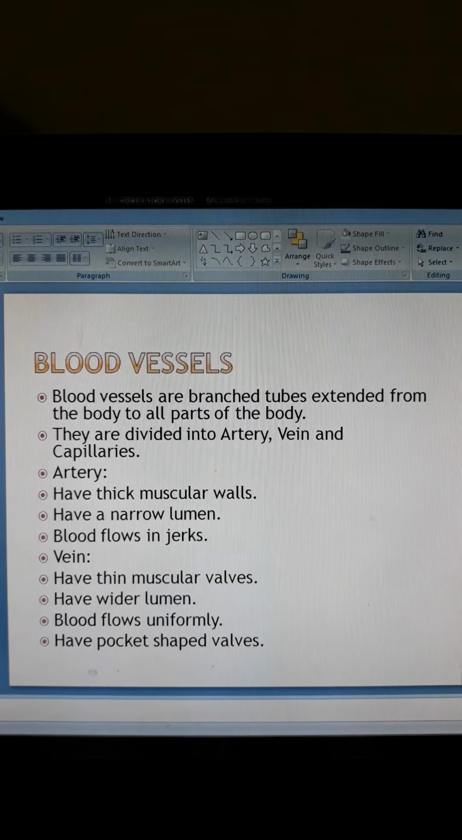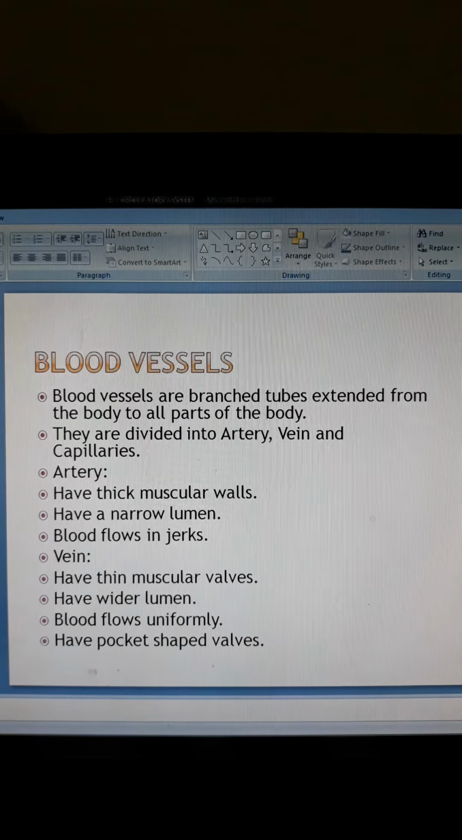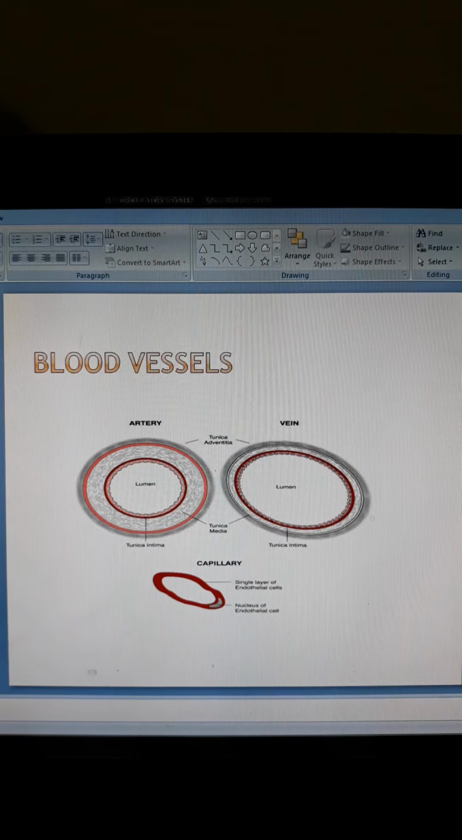First we will see what arteries are. These are the blood vessels which are distributary in function and they distribute oxygenated blood, except one of the arteries, that is the pulmonary artery, that carries deoxygenated blood to the lungs. These arteries have a thick muscular wall. They are highly elastic blood vessels and they have a narrow lumen in which the blood flows in spurts.